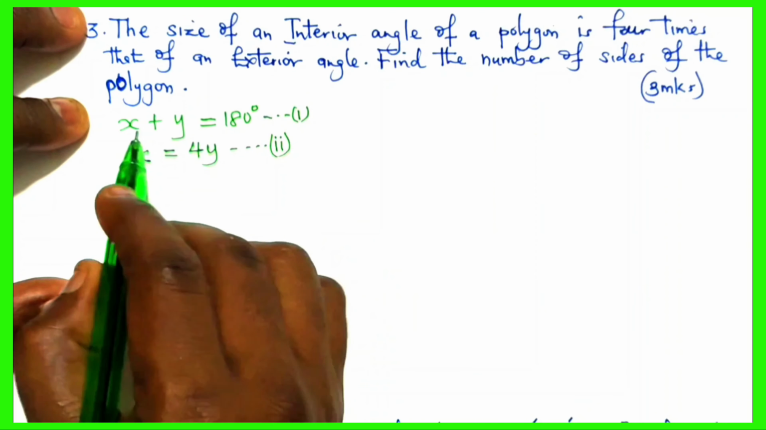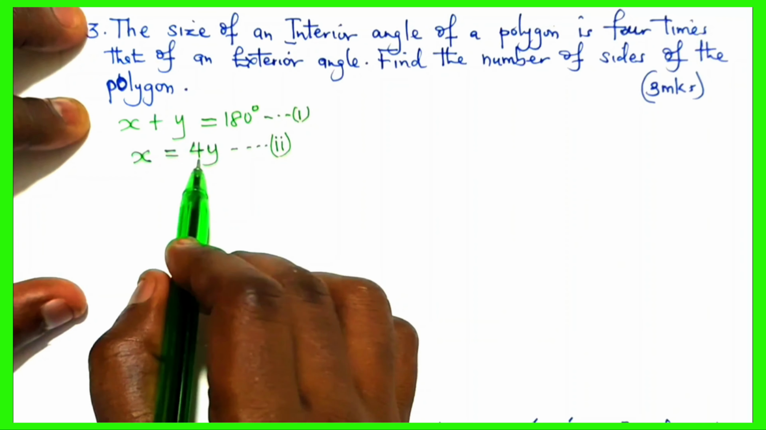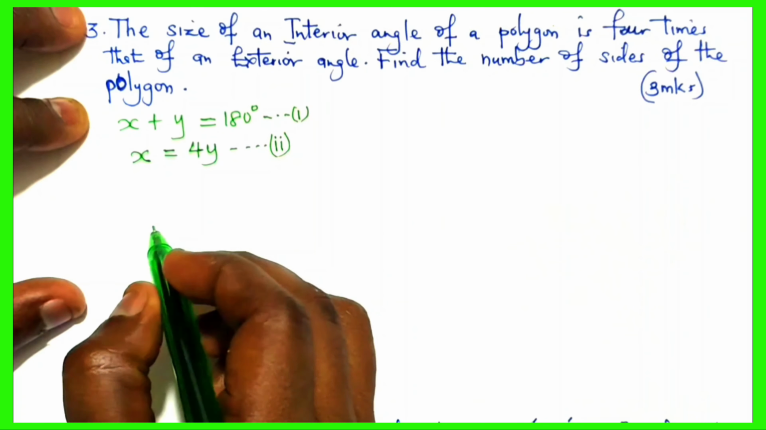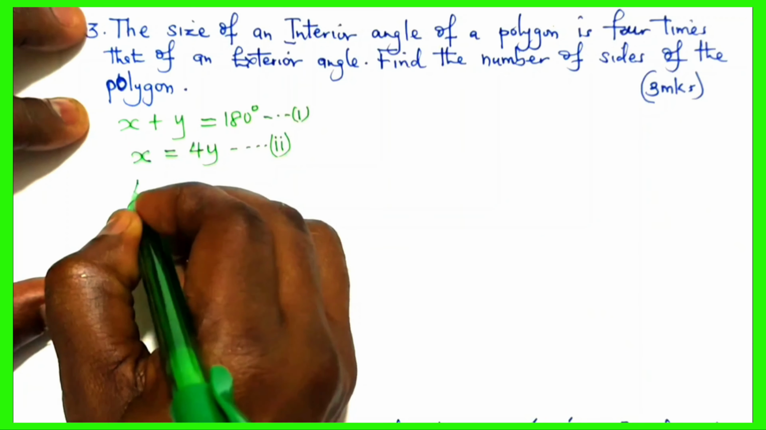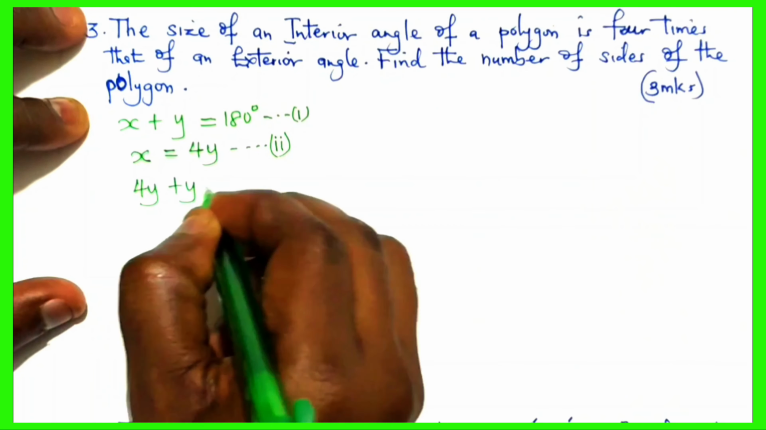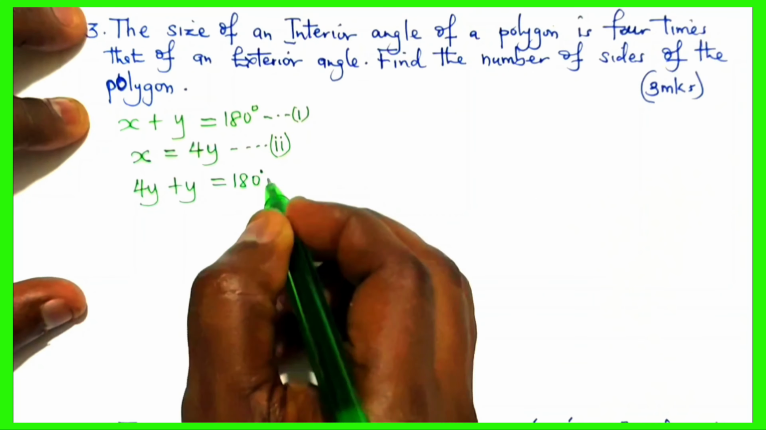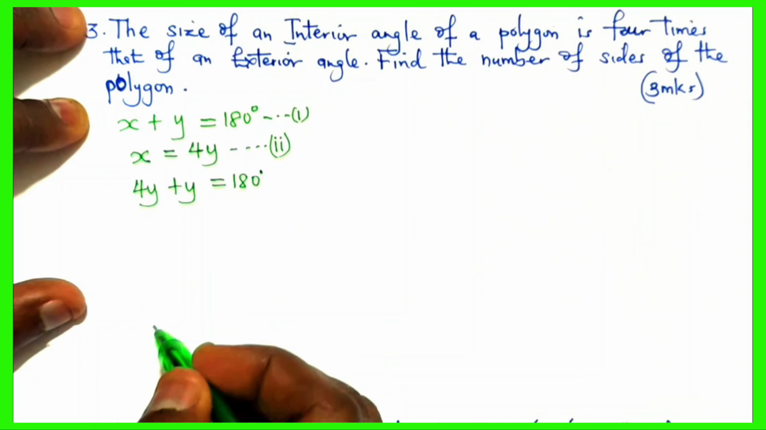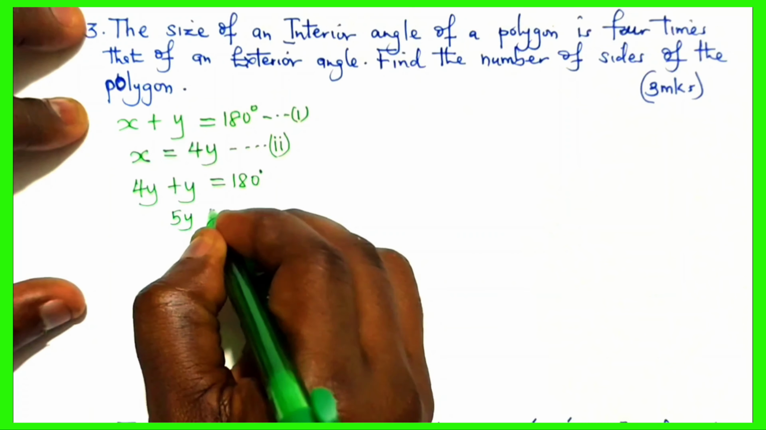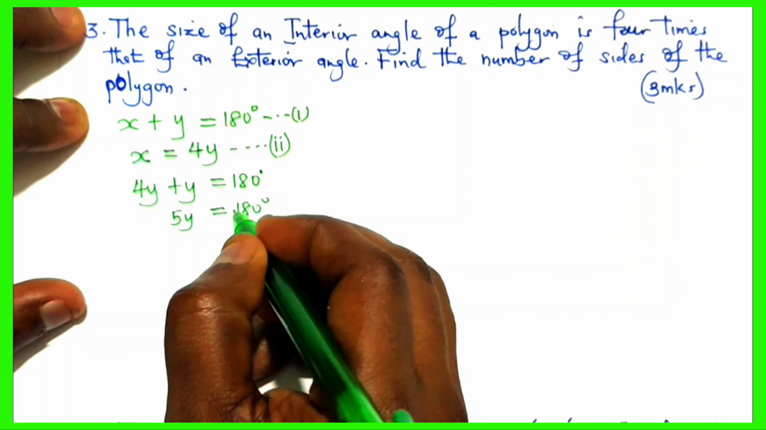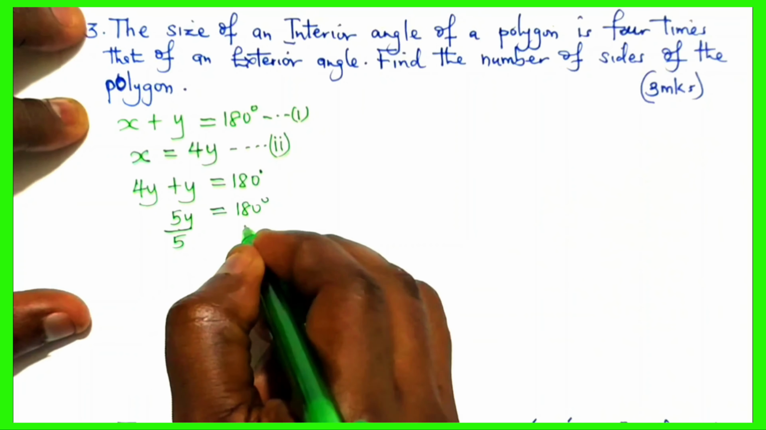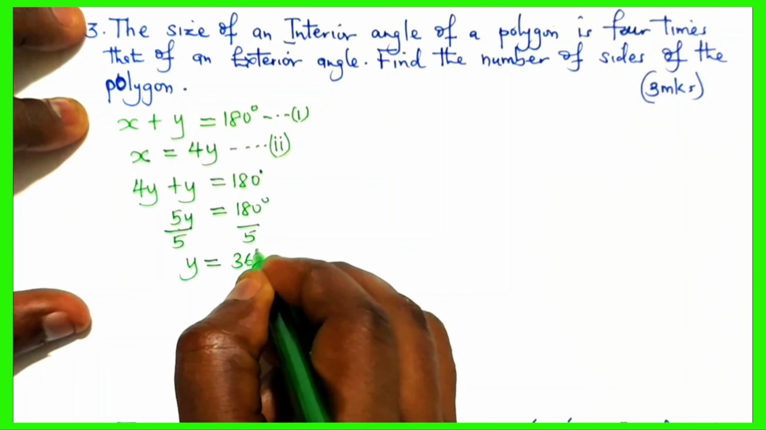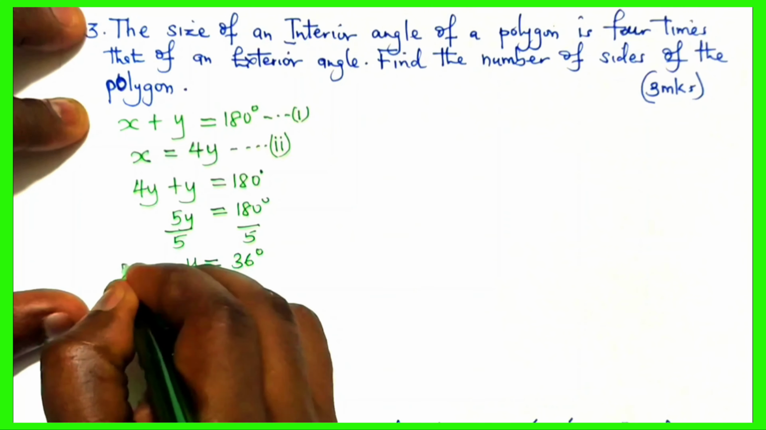where there is x in the first equation, we substitute with the value of x in the second equation. So I can have 4y to represent x here, so that I solve for one unknown. So I'm going to say here that 4y plus y is equal to 180 degrees. So I've substituted for x in the first equation with 4y. So we end up having here that 5y is equal to 180 degrees. And when you divide both sides by 5, we end up getting y to be equal to 36 degrees. And this is the exterior angle.